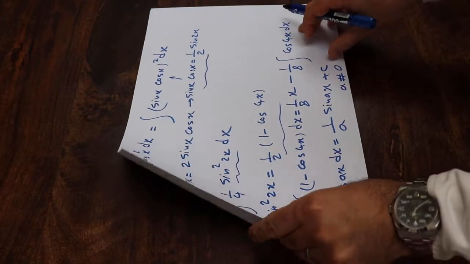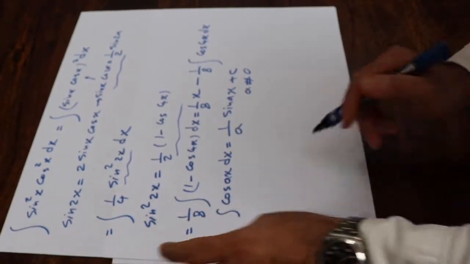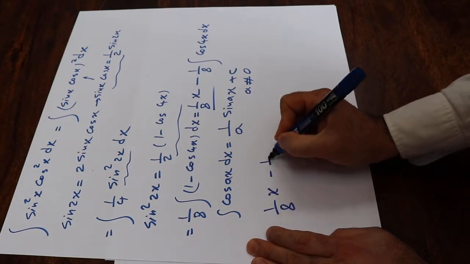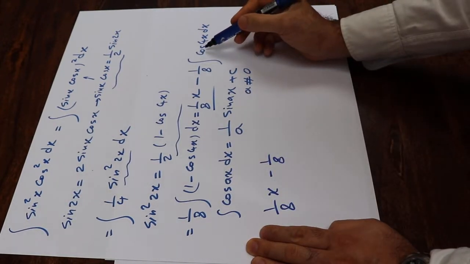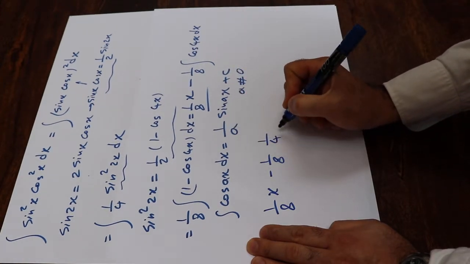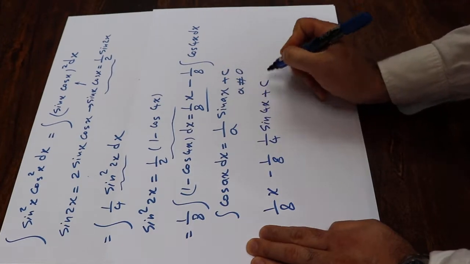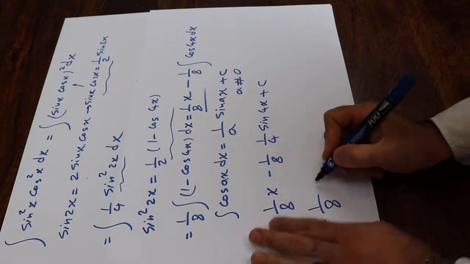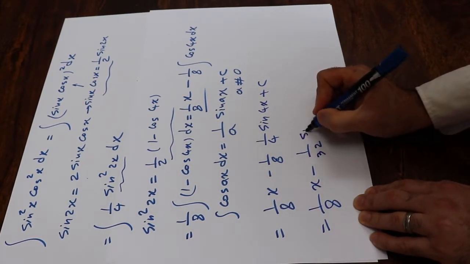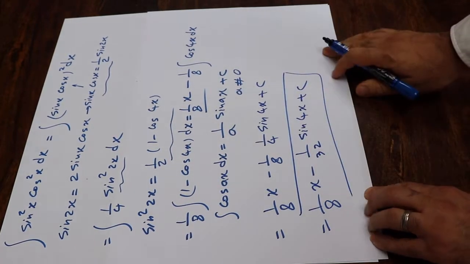Therefore, this will be equal to 1 divided by 8 times x minus 1 divided by 8 times the integral of cosine 4x, which is 1 divided by 4 times sine ax, which is sine 4x, plus c. In other words, that will be 1 divided by 8 times x minus 1 divided by 32 times sine 4x plus c, and that is the solution to our integral.